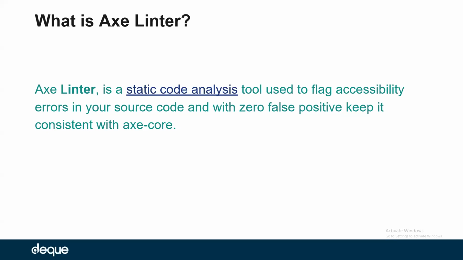But AxeLinter does things much earlier than that. Even as you're writing your code, it can look into your code and flag out issues. That's the best part. It is more like shifting left. Instead of trying to find issues after your development is done, you find issues even as you are writing your code.